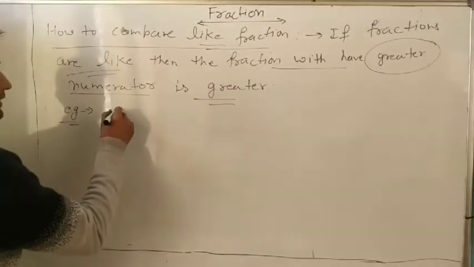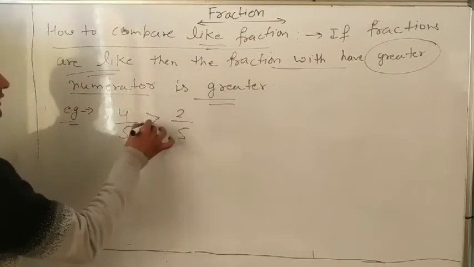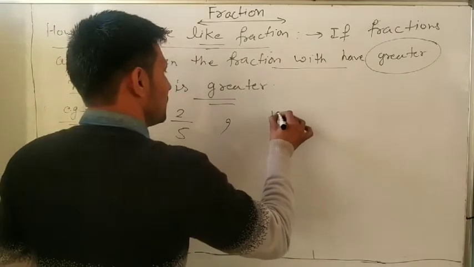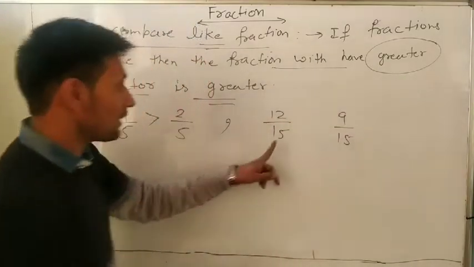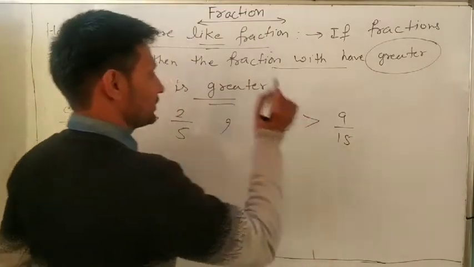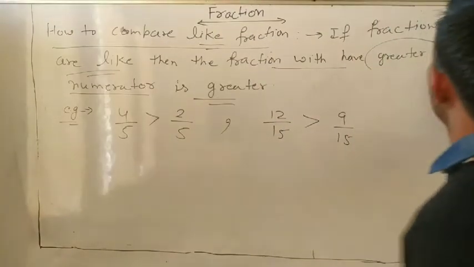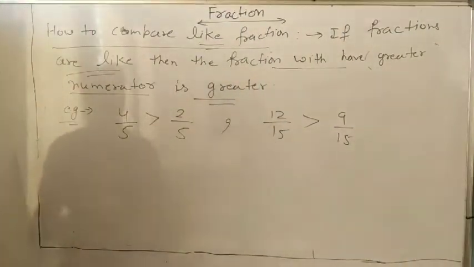Suppose like this one, 4 by 5 and 2 by 5. Which one is greater? This one is greater because its numerator is greater. Next is 12 by 15 and 9 by 15. They are like, yes. So which one is greater? This one is greater. Okay. So that is how to compare like fractions. So note down this example also. Next is unlike fractions.